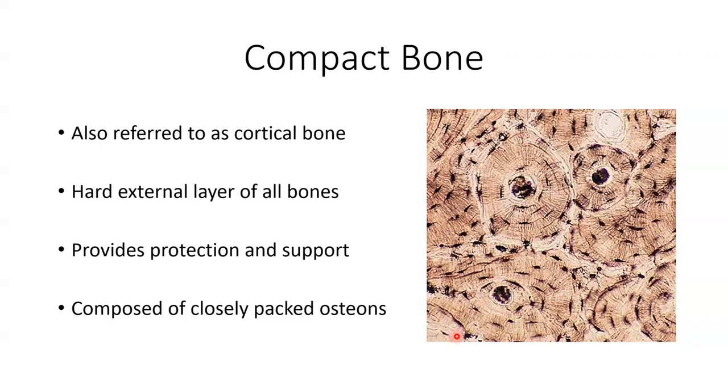So compact bone makes up about 80% of the human skeleton, and it's found in the hard external layer of all bones. So it surrounds the very outside of all bones. Because of its structure, compact bone provides strength, protection, and support to bone tissue. Compact bone is made up of what we call osteons, and I'll show you those in the next slide. But they're packed in nice and tightly next to each other, so you're not having much dead space in this bone tissue.